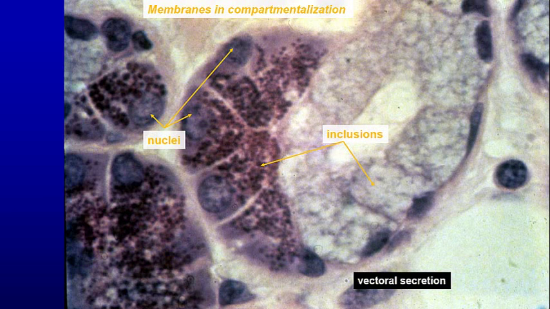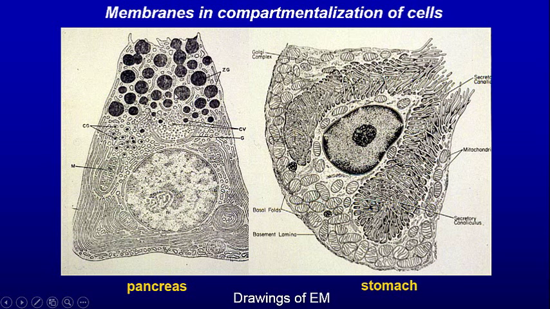And here we see membrane compartmentalization, where the nucleus is one membrane that is holding things. You've got the cell membrane marking the limits of a cell. And then you've got membranes with the secretory granules as well as rough ER that we can't really identify. And this is a vectorial secretion. Membranes and compartmentalization, we can see it here. There's a rough endoplasmic reticulum in this pancreas cell, big nucleus, Golgi apparatus, secretory granules there.